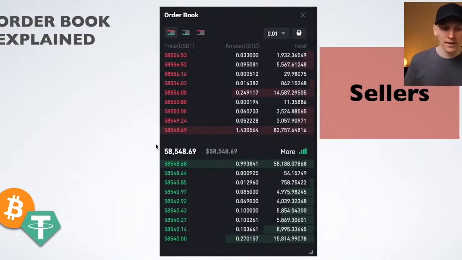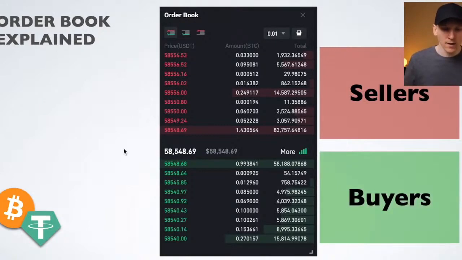Conversely, on the bottom end in green, these are buyers. These are people that are out there saying, I want to buy Bitcoin and I'm willing to pay this amount for an amount of Bitcoin. That's all an order book is. It's a group of sellers at high prices and buyers at low prices.